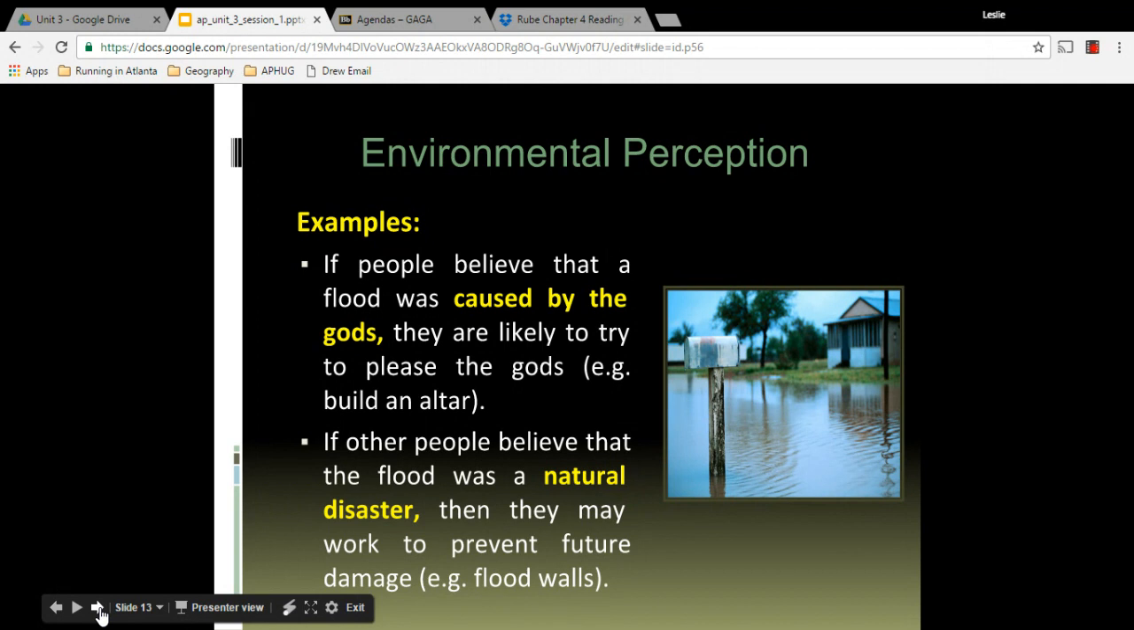So if culturally they tend to believe that these events are created by religious beings, they're going to react in a religious way. If they believe that it's a natural occurrence, then they're going to react maybe in a more practical way.